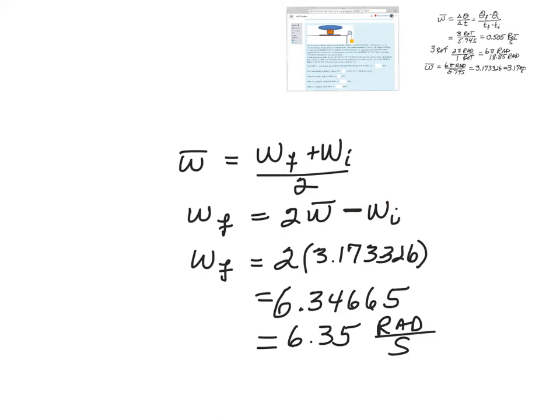But omega initial is 0. So omega final is simply 2 times this number. I get this number and it rounds to 6.35. Now notice, if you had used the 3.17 that we put in the box, you would have gotten 6.34, and you'd get the wrong answer. That would be a rounding error. So this is the number that goes in the next box.